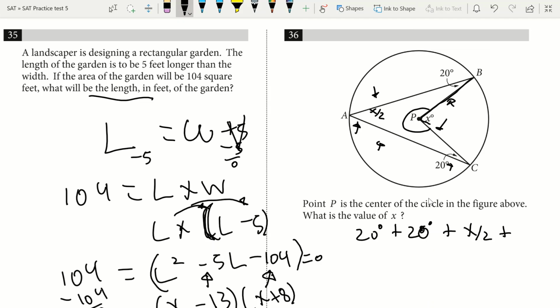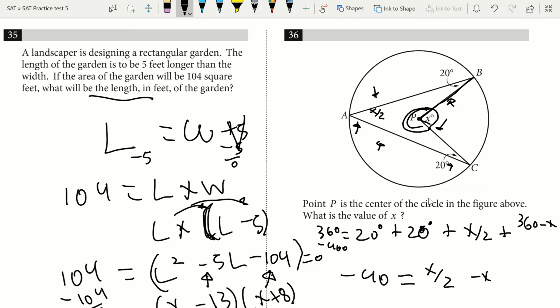Keep in mind this all has to equal 360 because it's all the interior angles of the quadrilateral. Then I have the 360 degrees in a circle minus x to give me my angle P, so plus 360 minus x. I get 20 plus 20 is 40, plus 360 is 400. I subtract 400 from each side. 360 minus 400 gives me negative 40, and that equals x over 2 minus x.